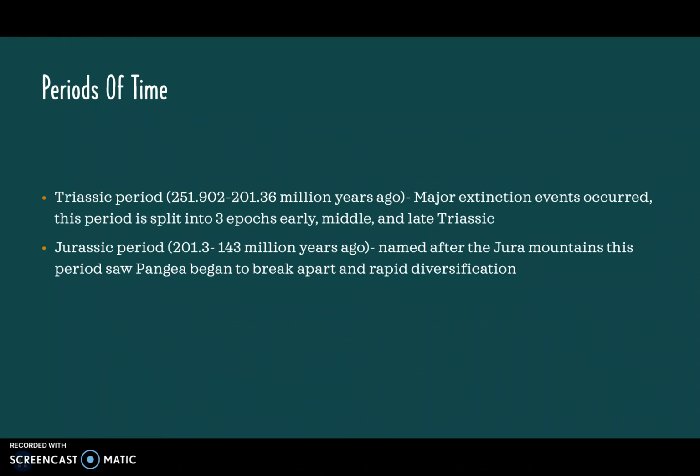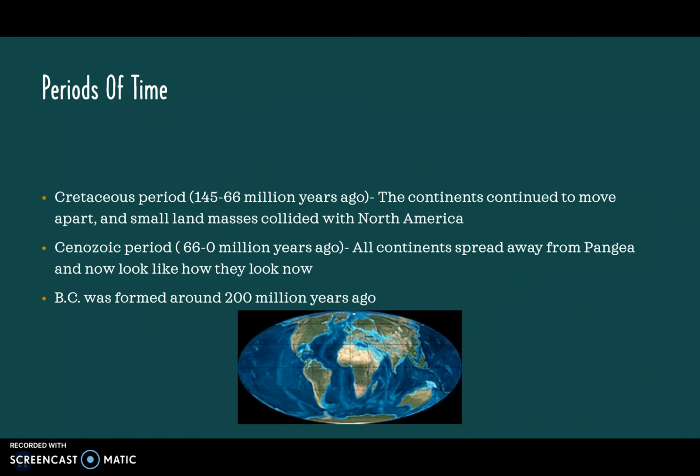Triassic period. Major extinction events occurred, and in the Triassic period, Pangaea began to break apart and rapid diversification occurred. Cretaceous period. The continents continued to move apart, and land masses collided with North America.